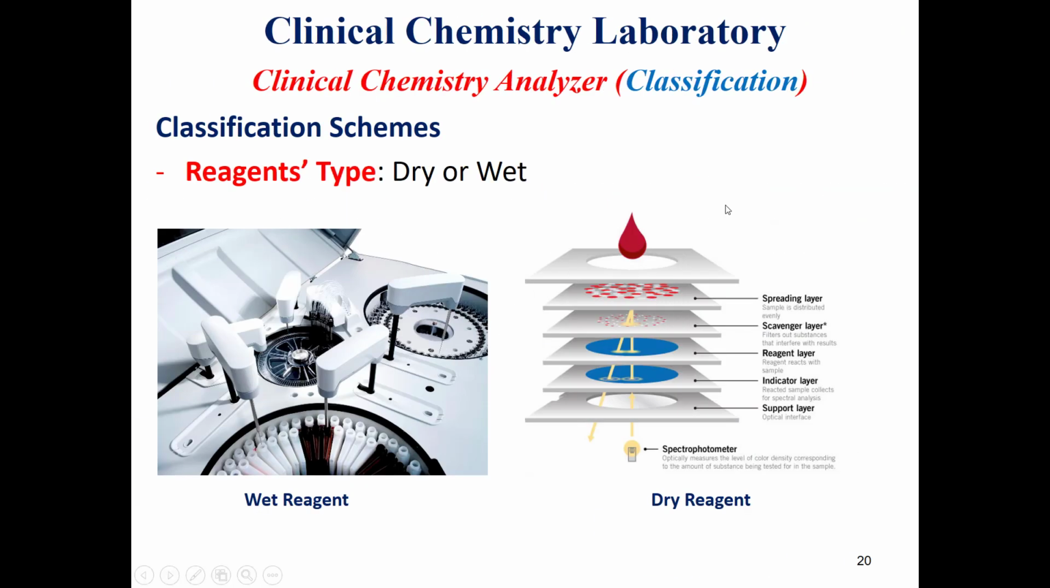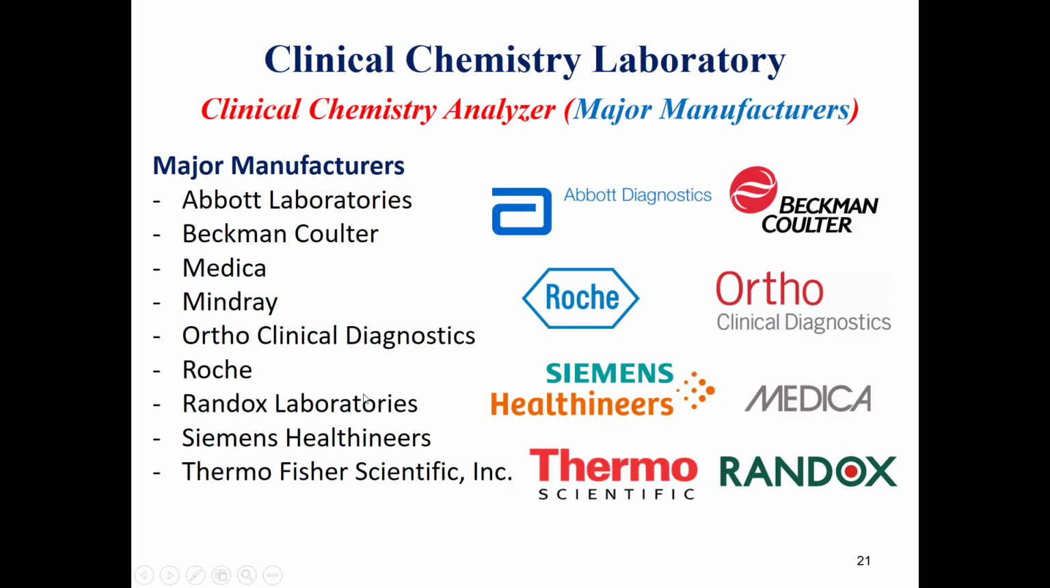Another way for the classification of clinical chemistry analyzers is based on the reagent type used. It could be either dry or wet. Most or the major of the analyzers use wet reagents, as we can see here, the bottles. Most of them use the liquid or wet type of reagent, whereas we also have dry reagents, which are used by another type of clinical chemistry analyzer, but the majority of them will use the liquid reagent.